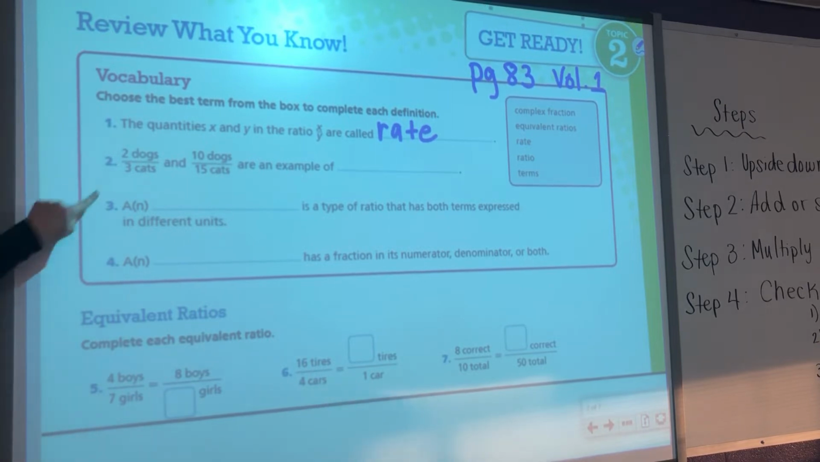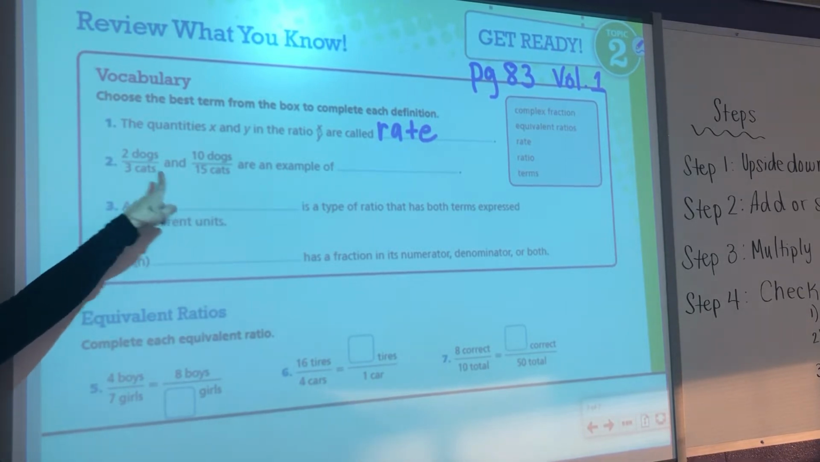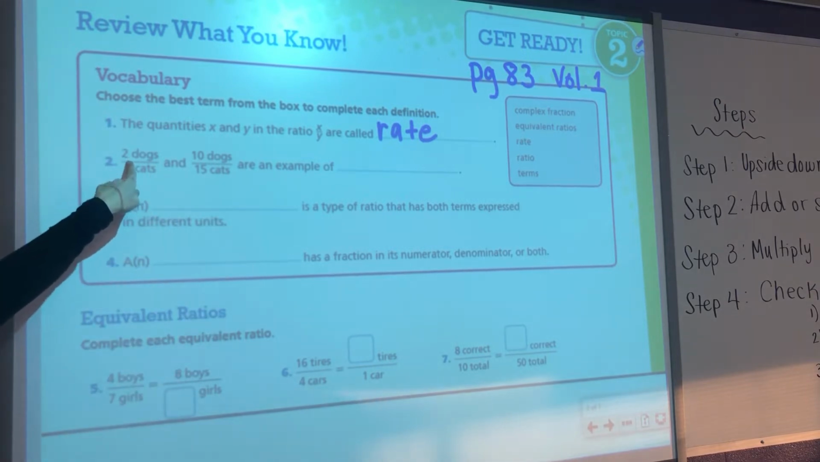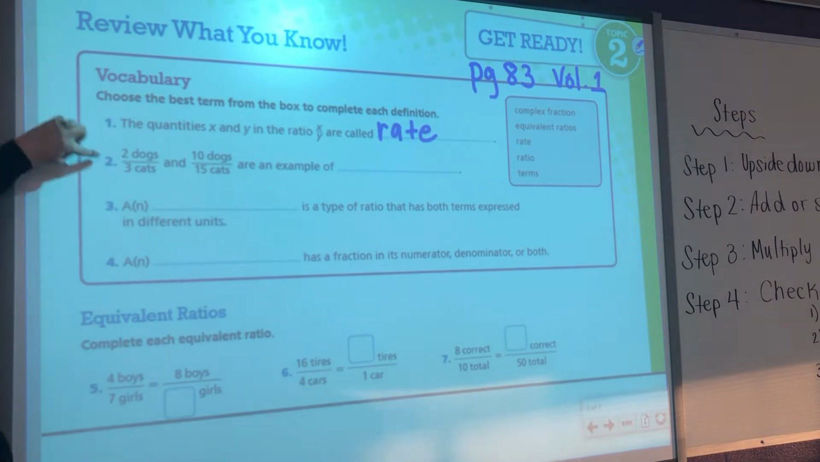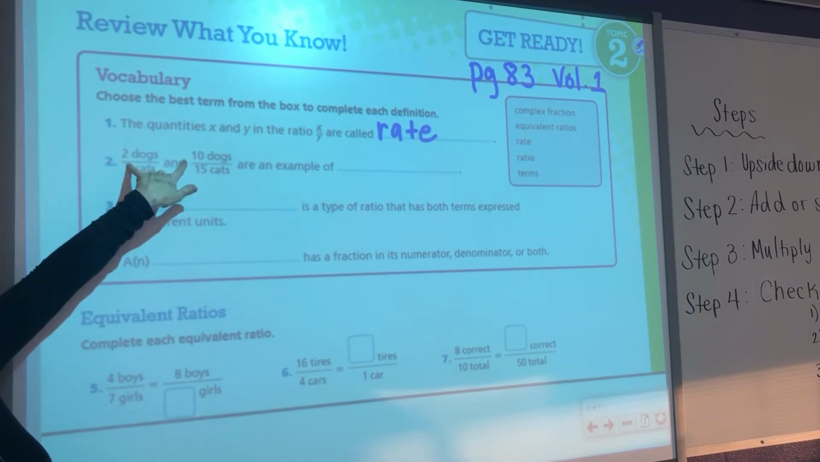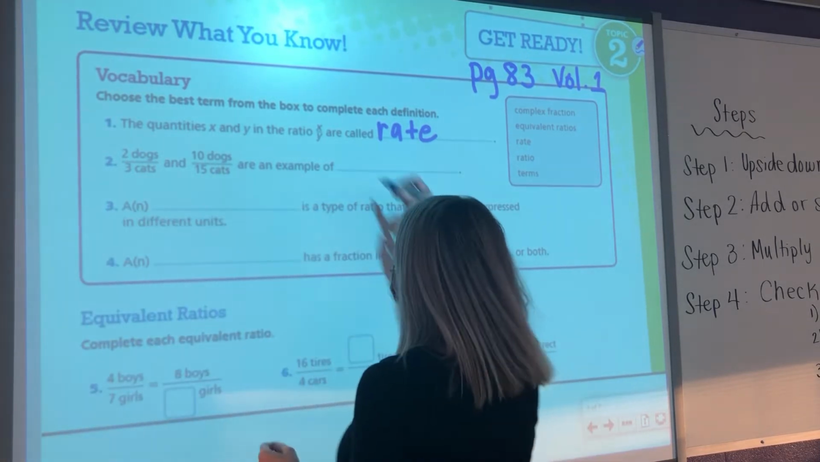Okay, we'll look at 3 cats to 15 cats. How do I get from 3 to 15? Multiply by 5. Okay, so 2 dogs to 10 dogs. How do I get from 2 to 10? Okay, now 2/3 is a fraction, right? 10/15 is a fraction. Are they equivalent fractions? Yeah. Okay, so that means that they are actually equivalent ratios.